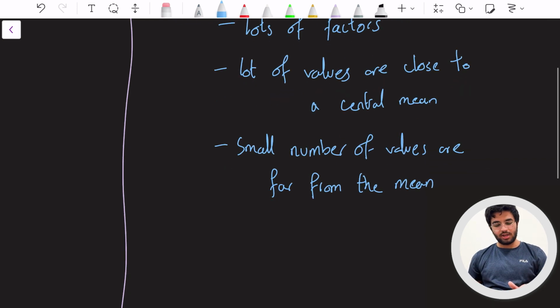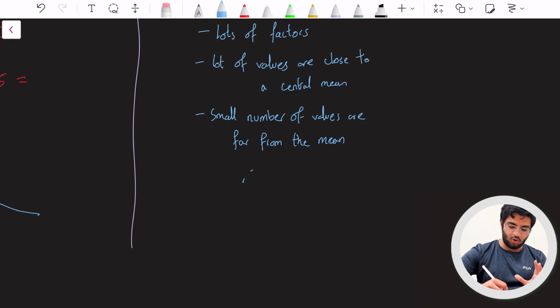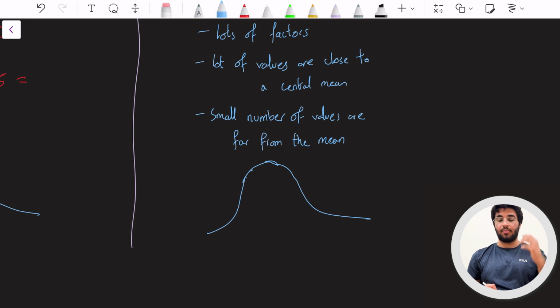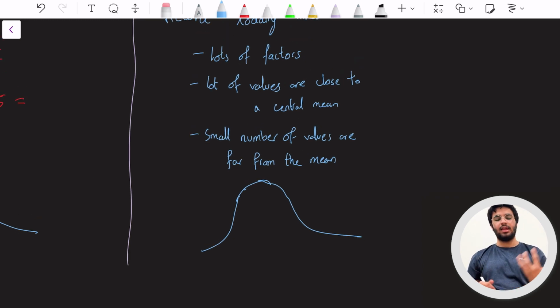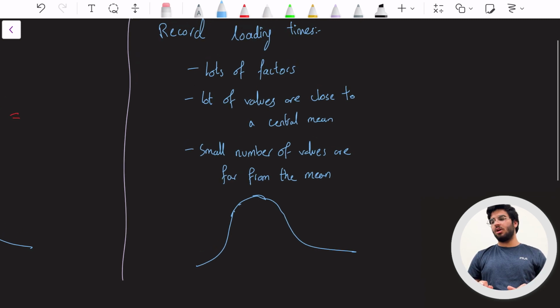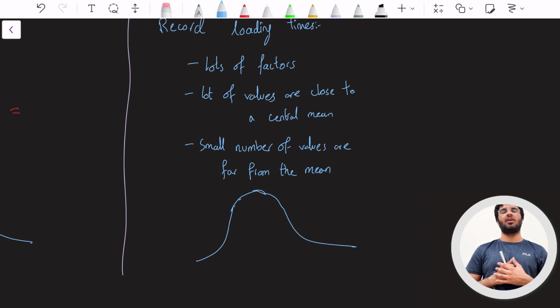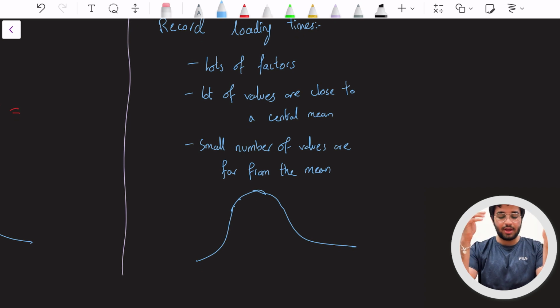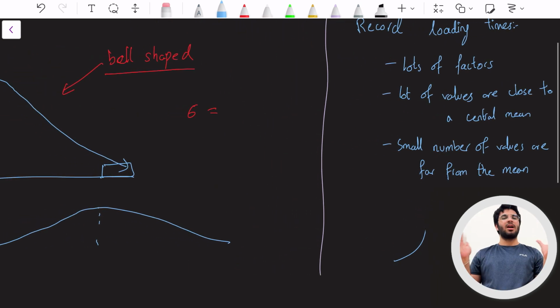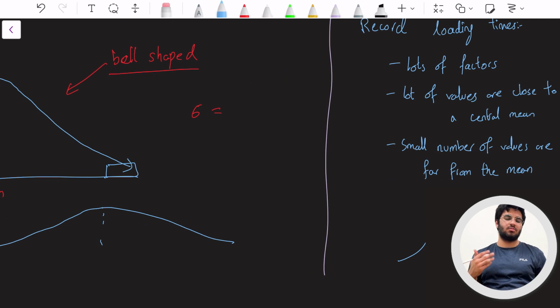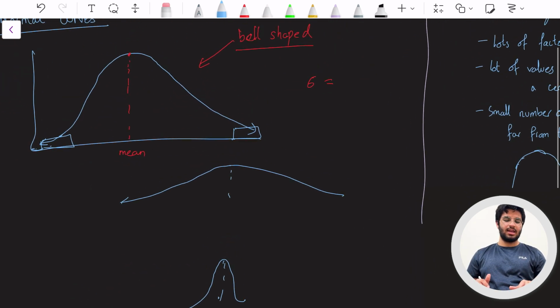So when you plot that, there will be more values here, fewer values at the corners, and it ends up being bell shaped, okay? So again, something that you can't really expect to be normally distributed, but when you go through the analysis and make the recordings, you see that it's normally distributed. So a lot of things in real life are normally distributed, and that's why it's important to know how it works, okay?